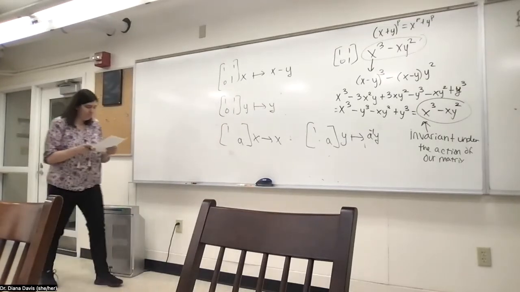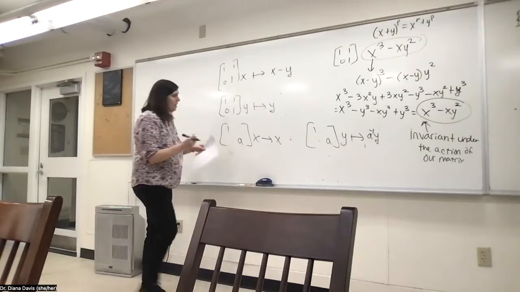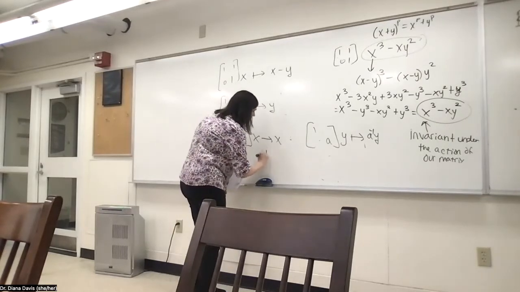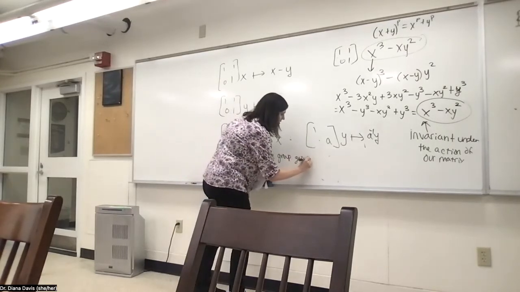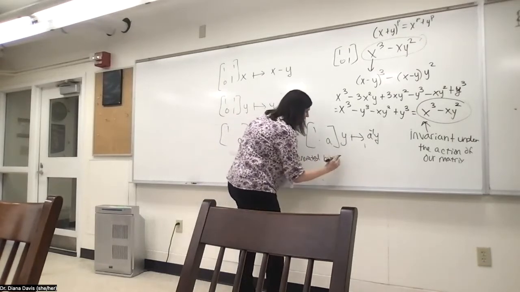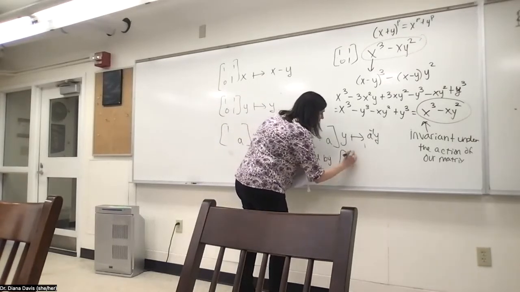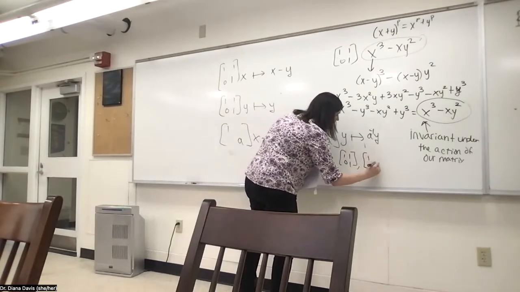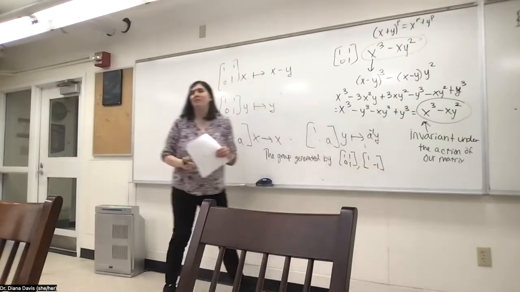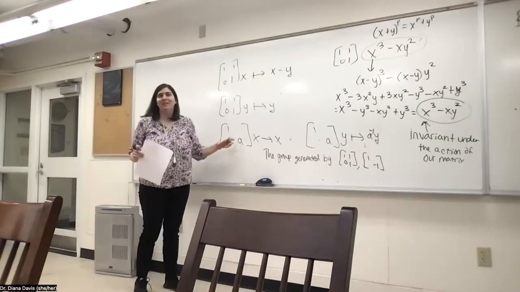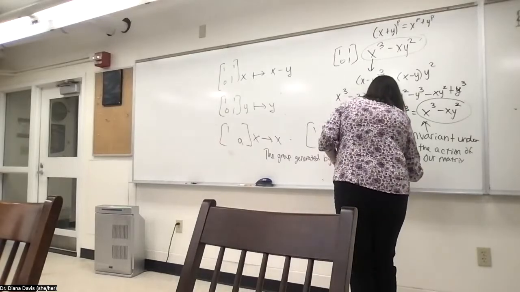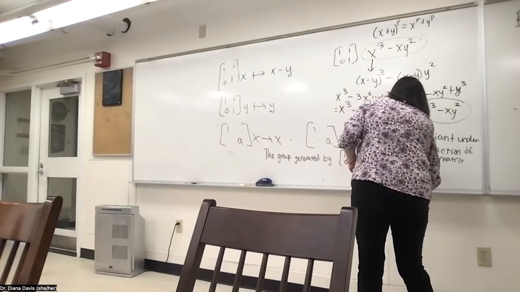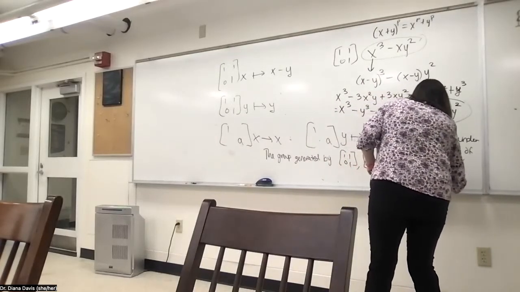So, I'm gonna write that down. The group generated by, let's just go 1, 1, 0, 1, and 1, -1, because we're on F3, and in F3, that's the only choice A could be, has x cubed minus xy squared as an invariant polynomial.